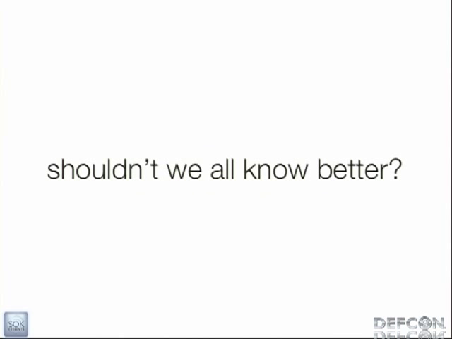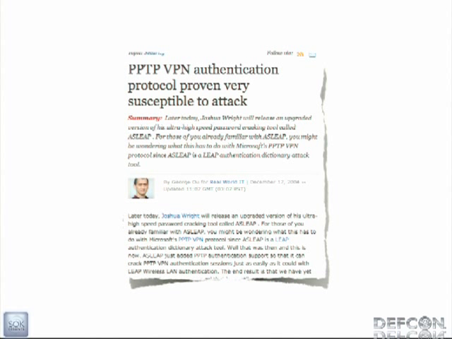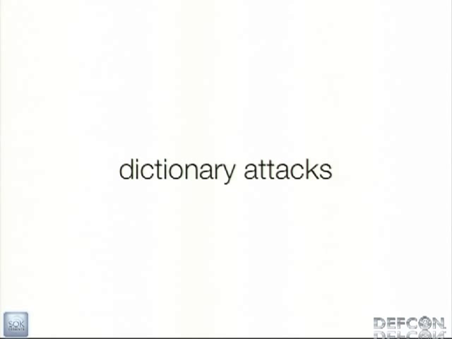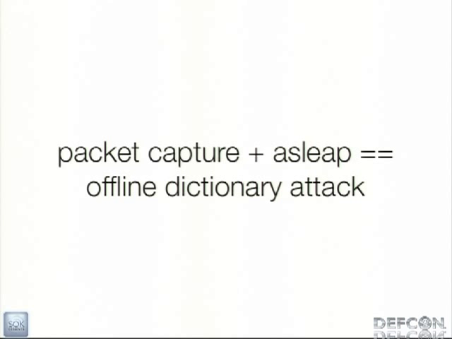So the first question is, shouldn't we all know better? Shouldn't we all know that this isn't secure? MS-CHAPv2, PPTP, these kinds of things. The internet is full of articles like this, right? PPTP authentication proven to be very susceptible to attack. The problem is that all of these articles are about dictionary attacks, right? The idea is that if you get a packet capture for a PPTP VPN connection or a WPA2 wireless inner authentication capture, and you combine it with a tool like a sleep, you've got yourself an offline dictionary attack.